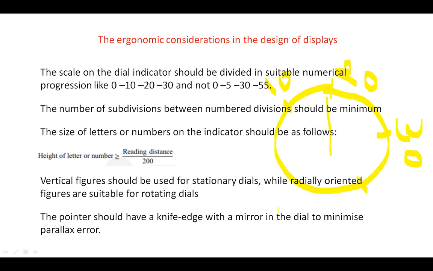to avoid this, a knife edge pointer should be used with a mirror in the dial. So the dial surface should be a mirrored one, so that the mirror image of the pointer will be visible to the user, so he can match the pointer and the mirror image of that pointer and take a correct reading. Okay, for that the pointer should be knife edge and a mirror in the dial is required. So this is all about the design of a display. So while designing you have to consider all these points.